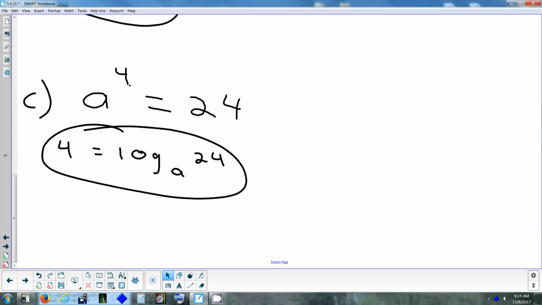So which form you have to change to depends on the problem. Sometimes you have to change it to log form, sometimes you change it to exponential. Usually, if you're trying to solve it, whatever form it's in, you have to change it to the other one.